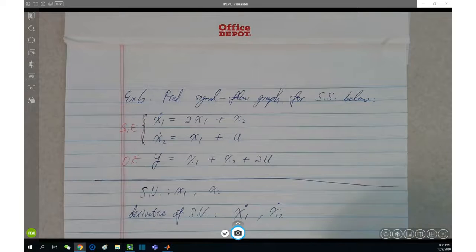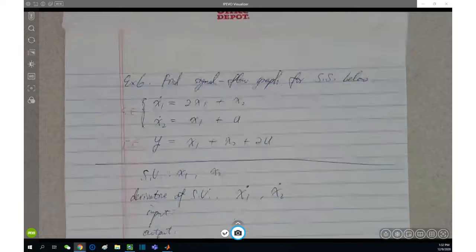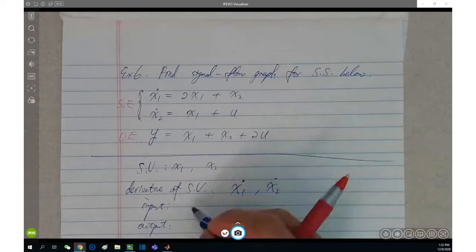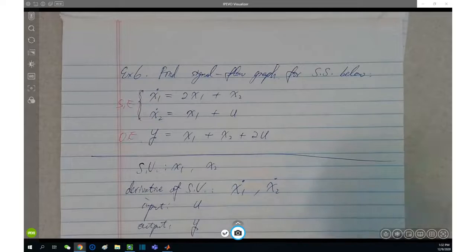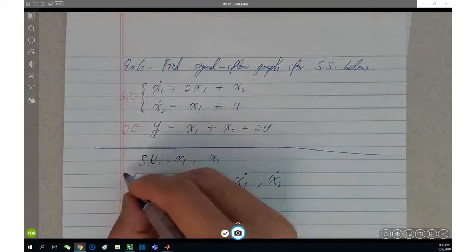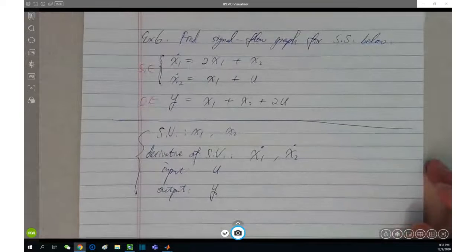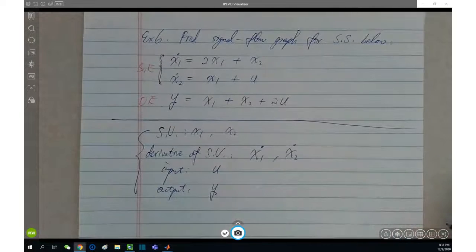Besides, input is what? Output is what? These two are very easy. Input is just u here. Output is y here. After identifying them, I think it's ready. So let's do it. Okay, let's do it together.